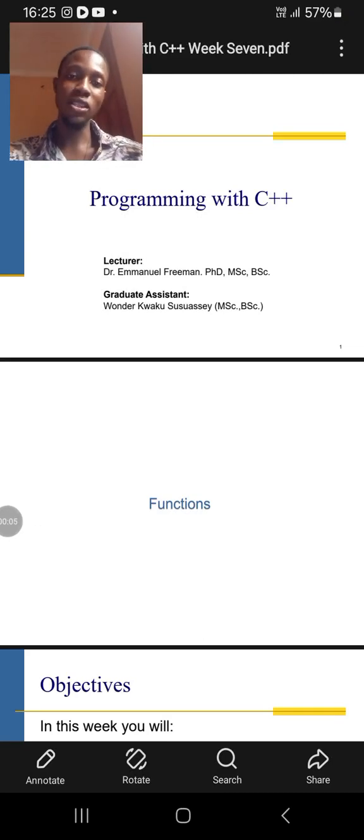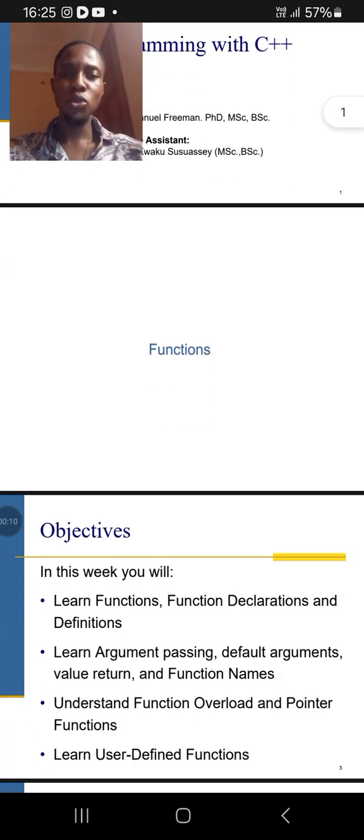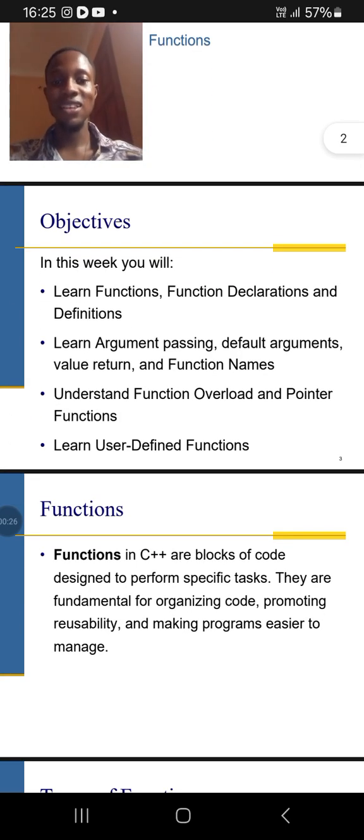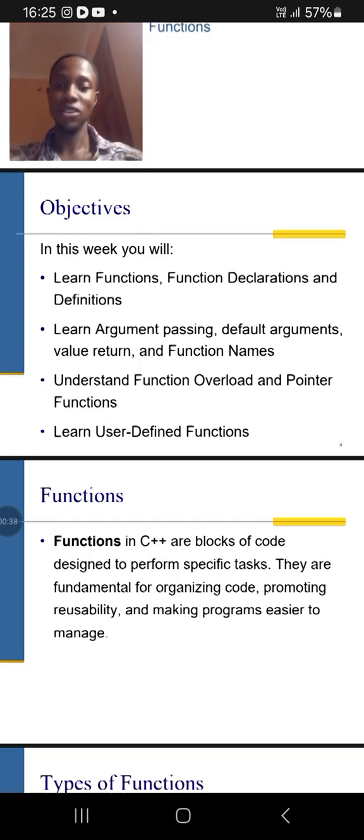So we are coming to continue with functions, functions in C++. So first of all, what are functions? The functions in C++ are blocks of code designed to perform specific tasks. They are fundamental for organizing code, promoting reusability, and making programs easier to manage. A function structure consists of the return type, function name, the parameters, and the function body.